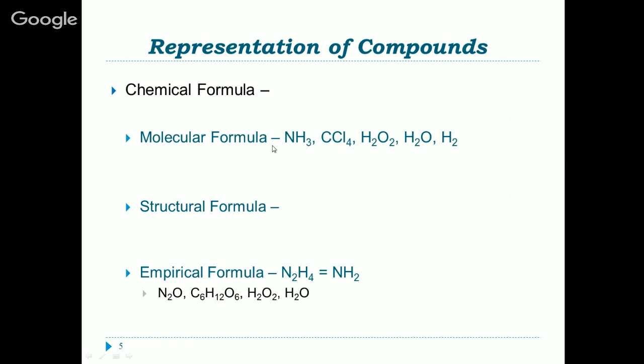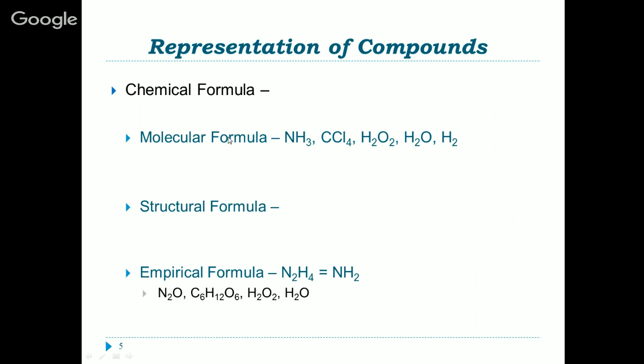So molecular formulas are representing covalent compounds. So notice we don't see any metals showing up. Covalent compounds do not have metals in them. That's strictly for ionic compounds. And the only exception to that rule is when we have the ammonium ion, which is NH4+.